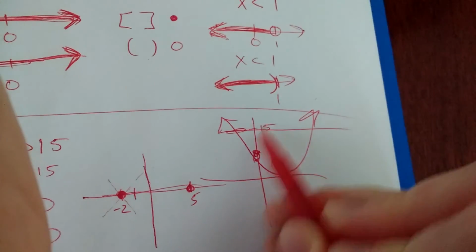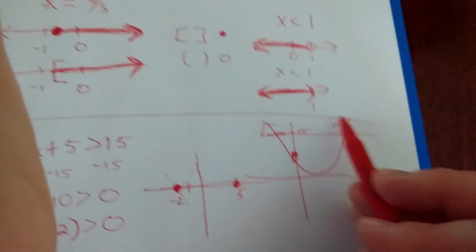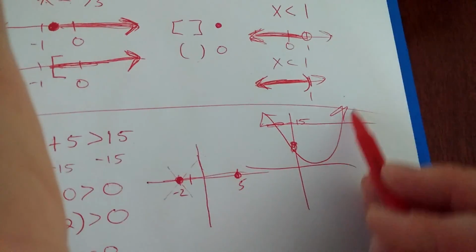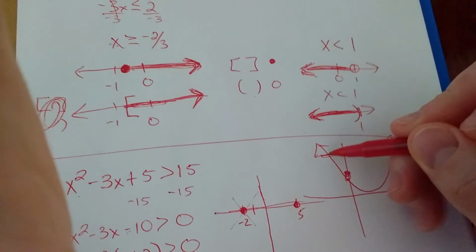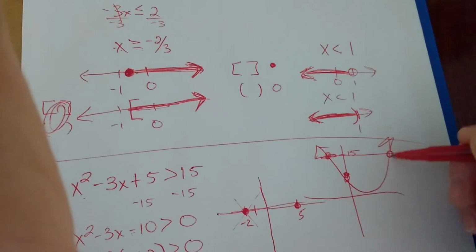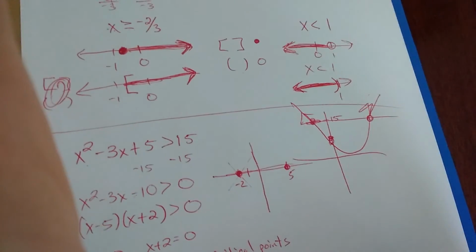It's either over here or over here. It doesn't matter. When will that graph be above the y values of 15 is what it's asking. So you should know, just thinking about it, that it's going to be whatever 2 points you find where it's equal to 15, which basically we did here because we subtracted 15. Your answers are going to be to the outsides of those.